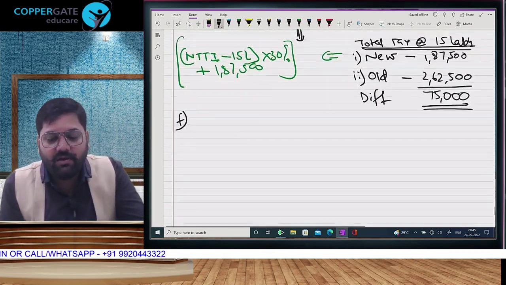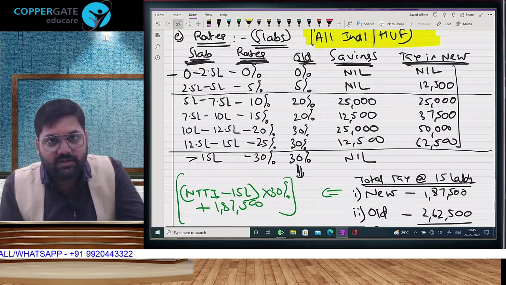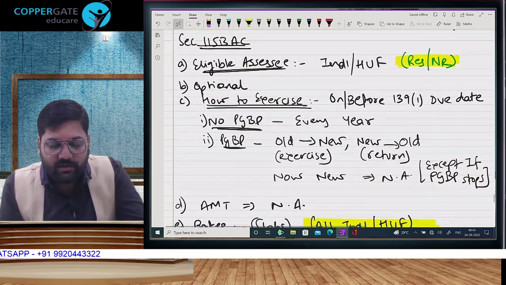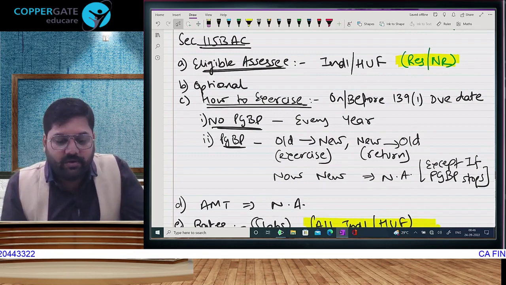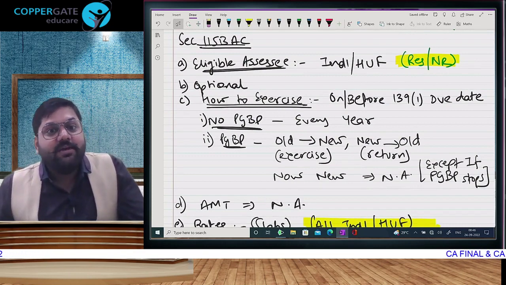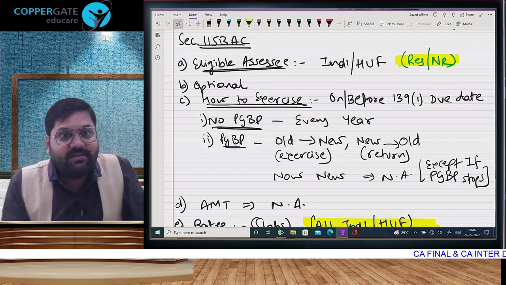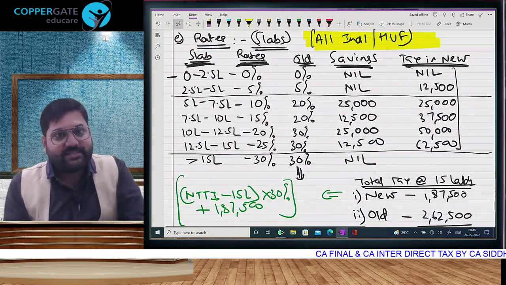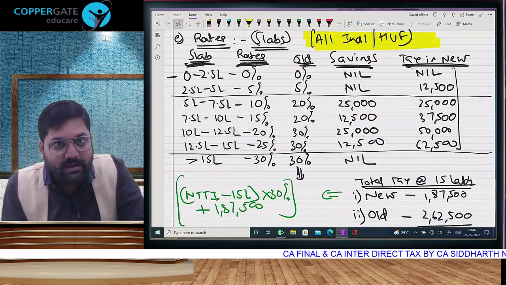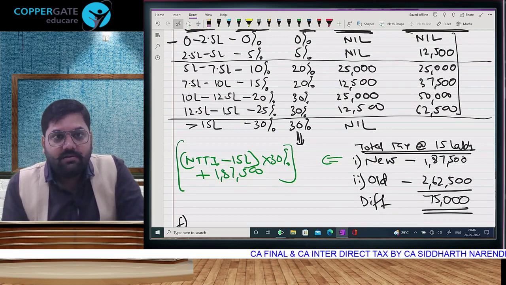Mitro, in this tax rates ka chaos, I hope you have not forgotten. We are doing 115BAC, new regime for individual HUF. We studied the initial points which we had already studied in comparison. Eligible assessee, how to exercise optional and all. Rates clear hai? Everyone? Okay.